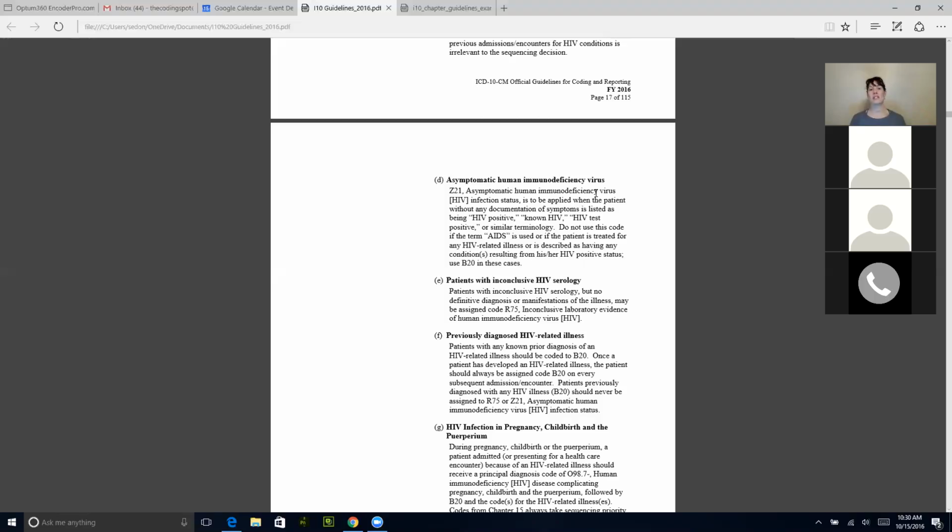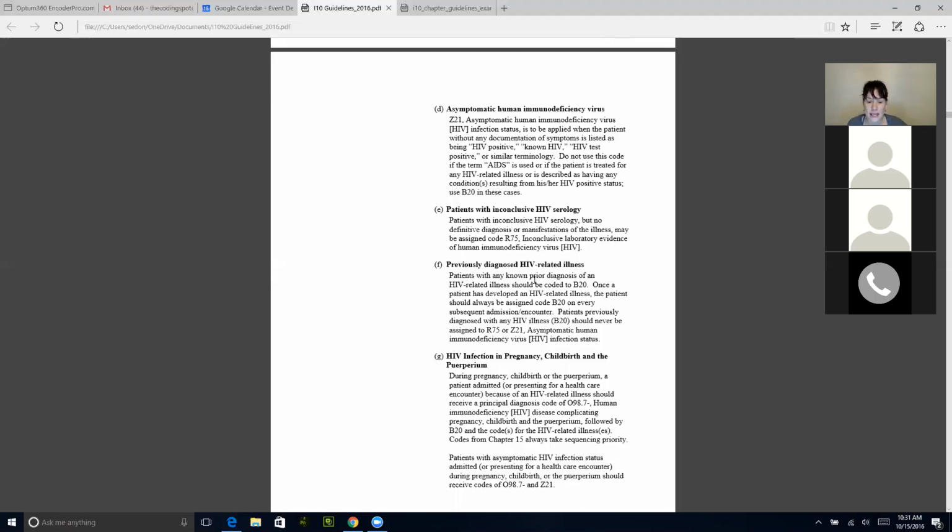Now, from a coder perspective, you can only code what you see. So if there's any documentation in the medical record of an HIV-related illness, even if they're asymptomatic, you would only code the B20. Moving along, patients with inconclusive HIV serology, but no definite diagnosis or manifestation of the illness, may be assigned code R75, inconclusive laboratory evidence of HIV. Remember what those R codes are. They flag us for signs, symptoms, and abnormal clinical findings. So if they have an inconclusive test result, they would have an R75 diagnosis.